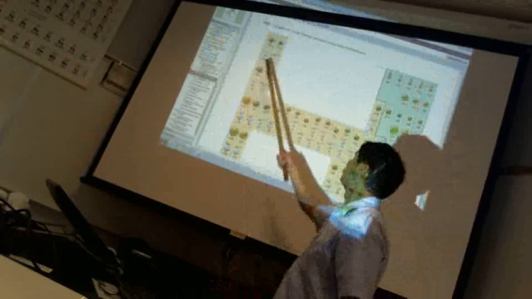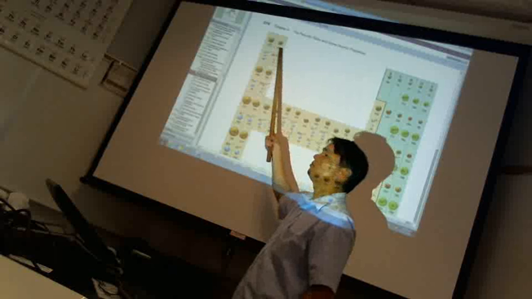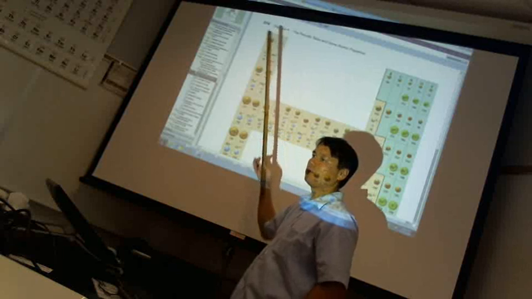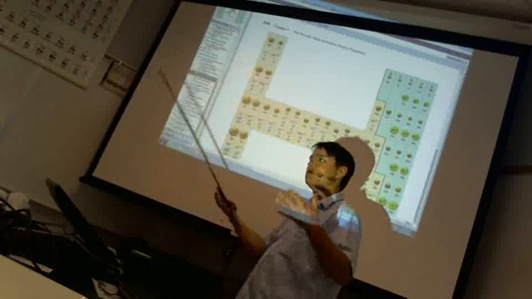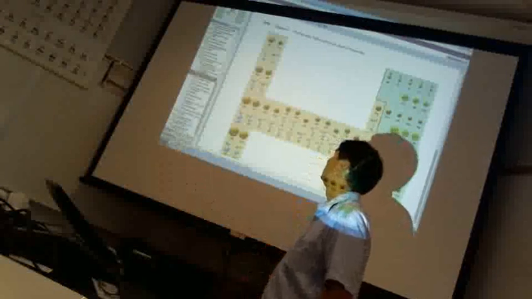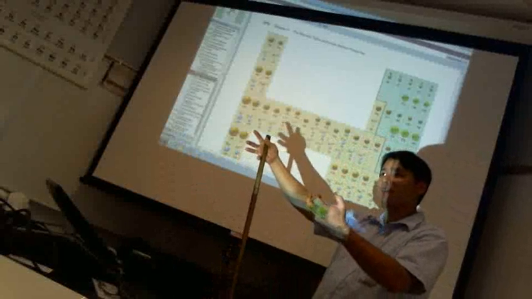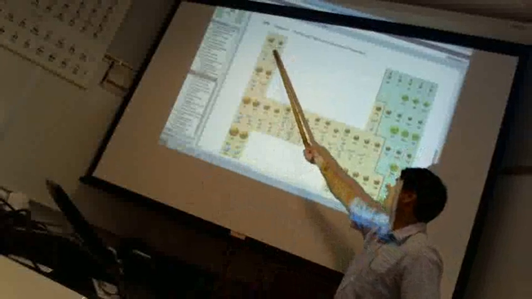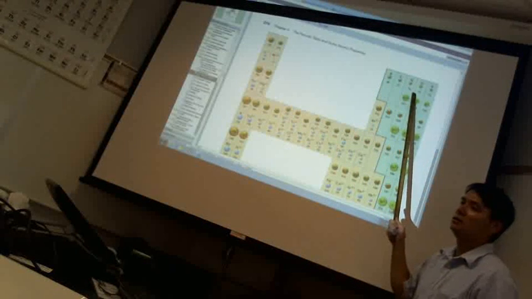Because beryllium has more stuff than lithium. Lithium only has 3 protons, beryllium has 4 protons. Lithium only has 3 electrons, beryllium has 4 electrons. So if beryllium has more protons, more electrons, more neutrons, shouldn't it be bigger? No. Why? Because the more protons we have, the stronger the electrical attraction is, and it pulls in the electrons. And so as we go across here, the number of protons increases, and the size decreases.